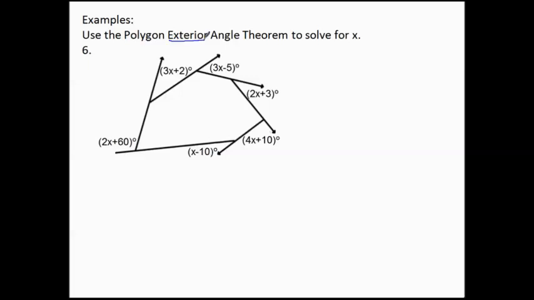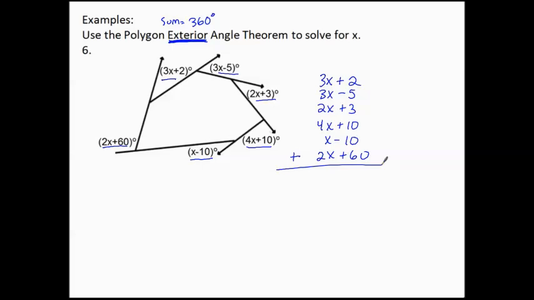Use the polygon exterior angle theorem to solve for x. Exterior angles. As soon as I see that, I just think to myself, 360 degrees. That's the sum. They all add up to 360 degrees. Not much thinking here. Let's add them up to solve for x. So similar to what we did before, let's just keep track and not miss any. So as I go, I'm going to place a mark by them. 3x plus 2, 3x minus 5, 2x plus 3, 4x plus 10, x minus 10, and 2x plus 60.